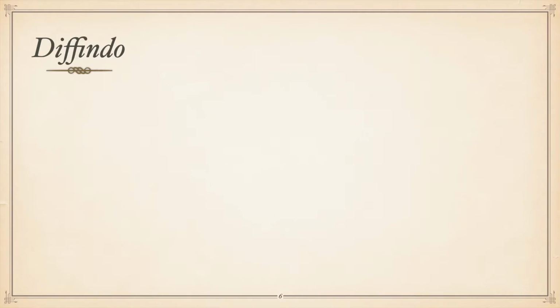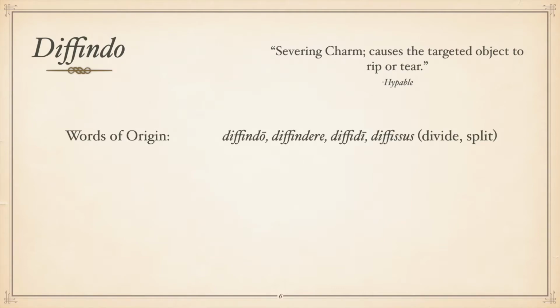Defindo is the next spell. It causes things to rip and tear, and it comes from the verb findo, findere, meaning divide or split. And its literal translation comes from the first principal part, first person singular present active indicative, and that means I divide. Again, it's a trend.